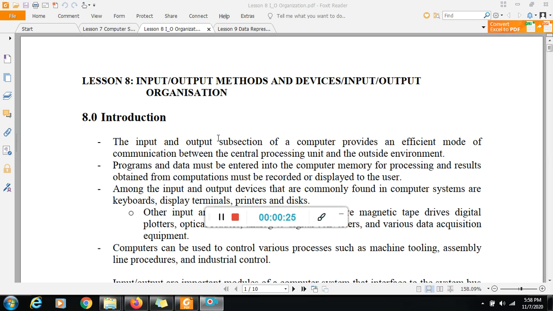So input-output is a critical section of the computer, and when we are talking about the input-output of a computer, we are referring to the subsection of a computer that provides an efficient mode of communication between the central processing unit and the outside environment.